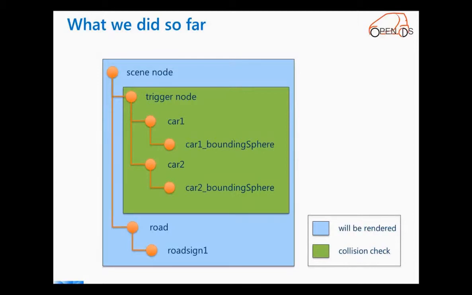However, there is still a small problem with the current implementation, as the collision check only includes the immediate children of the trigger node. So not all the descendants will be checked for collision, but only the immediate children. So this is the car node, but not the bounding sphere. So what we would have to do now is a small adjustment to the existing code where we slightly change that behavior.